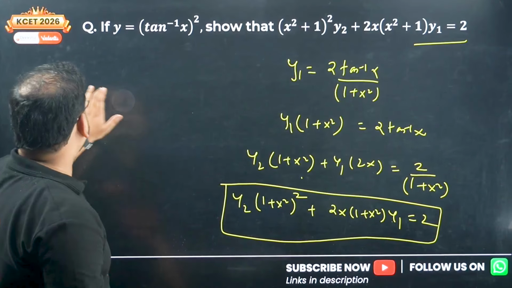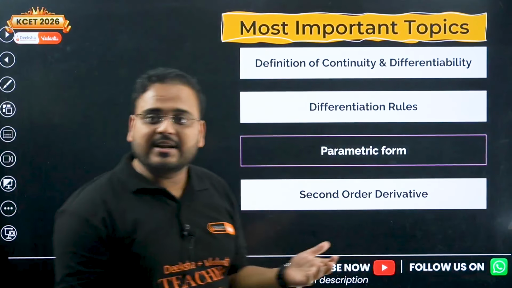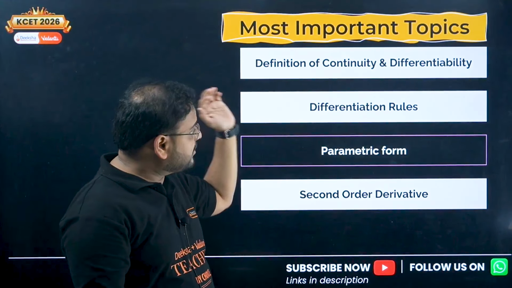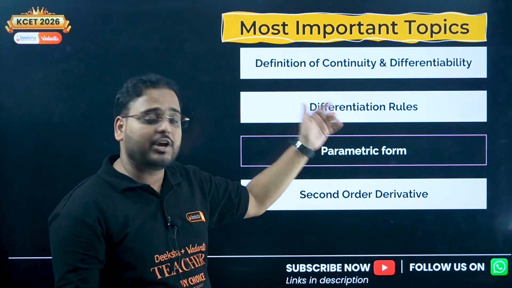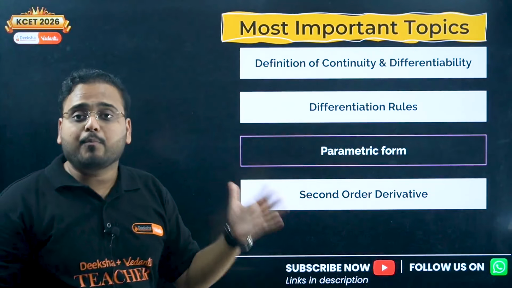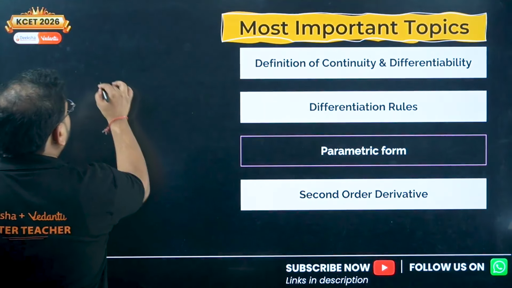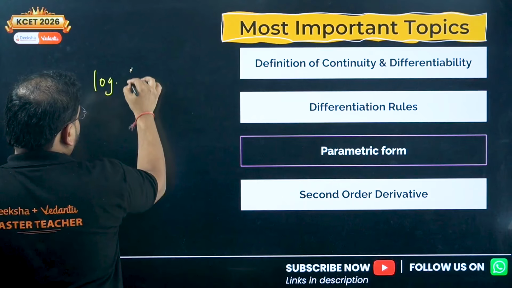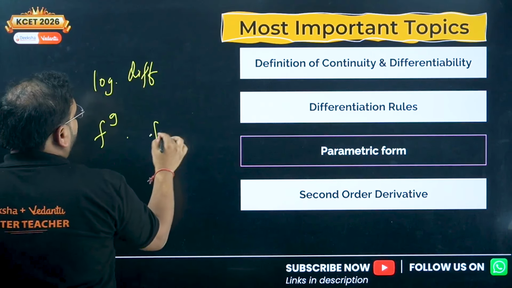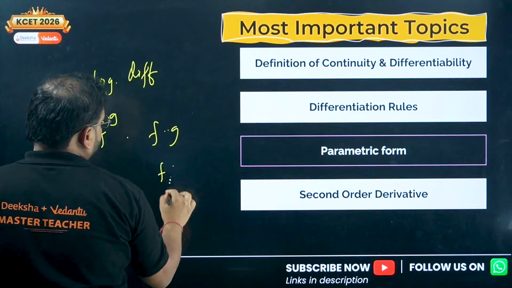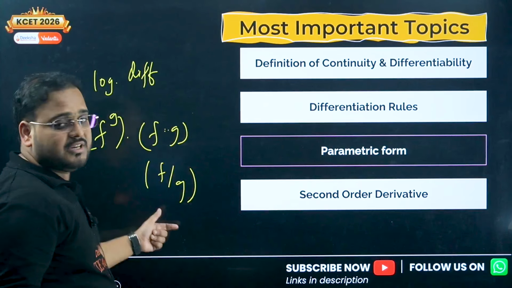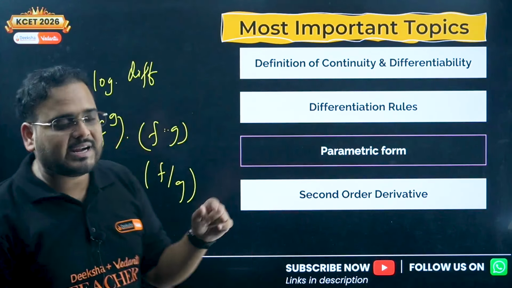So this completes your session on the chapter. The important topics would be, again, definition based questions will come. The rules are quotient rule, product rule, chain rule. The formulas are very, very important. Second order derivative and parametric form are the important topics of this particular chapter, alongside logarithmic differentiation. When the function is given in the form of f to the power g, or f into g, or f by g, these three forms are there. You're going to apply log on both sides to get the result.